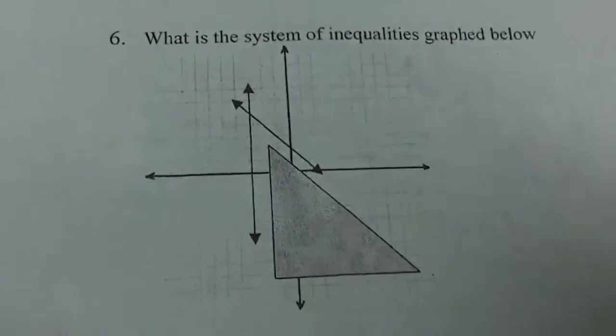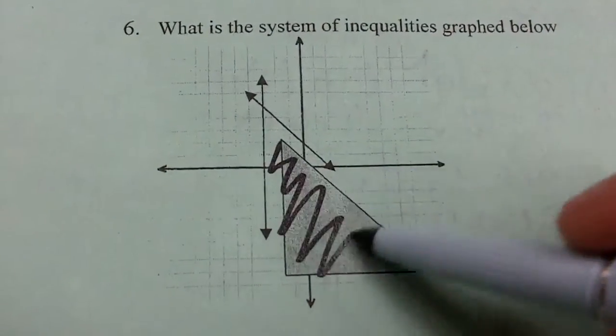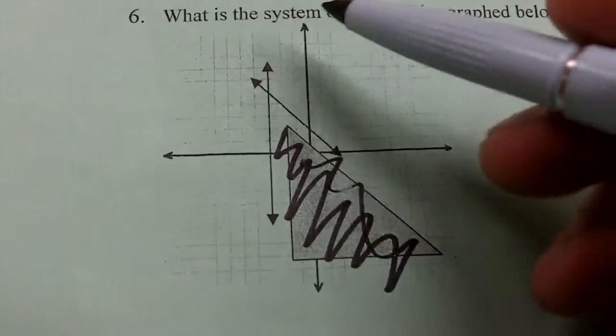I'm going to flip to the back, and there's a couple hard problems right on the beginning of the back. What is the system of inequalities graphed below? Okay. This is the shaded region. I just put the triangle in there because I made it in the computer. That's a shaded region.